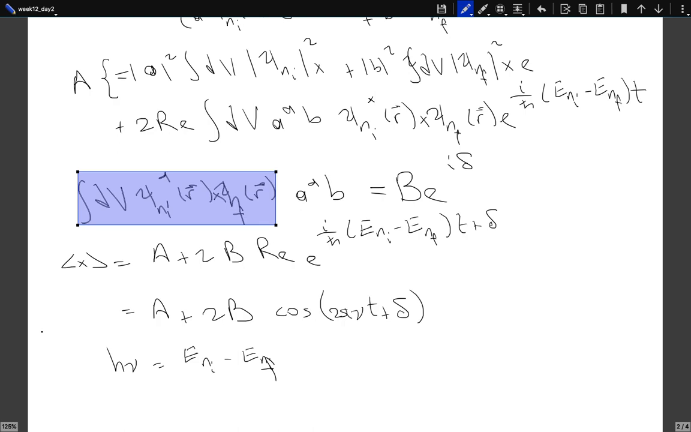If this integral is large for some values of Ni and Nf and small for other values of Ni and Nf, then in the case when it is large, it will be brighter because the amplitude is larger. So it's accelerating much faster in the classical sense. Then if it is smaller, it will be dimmer in the emission spectrum.